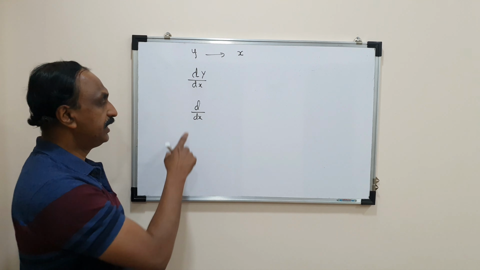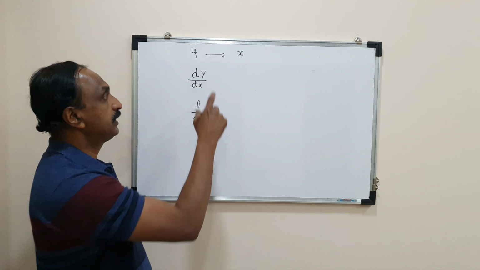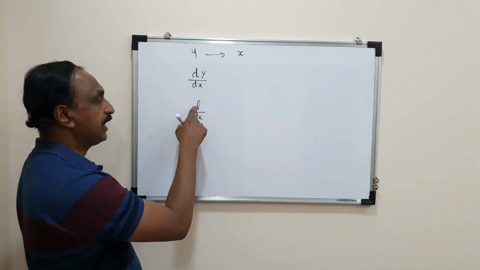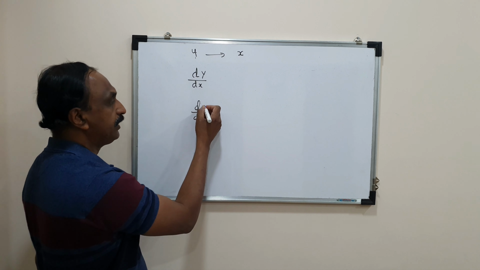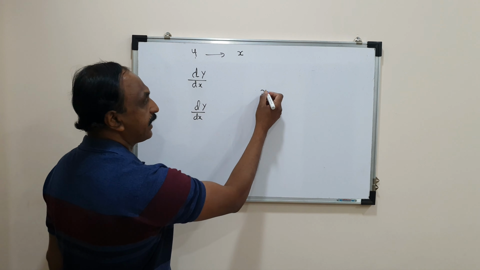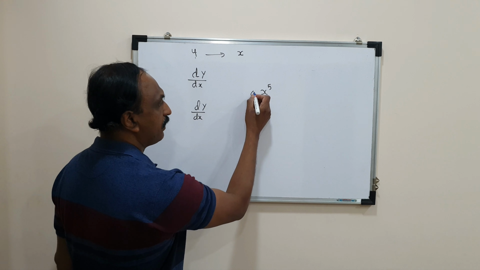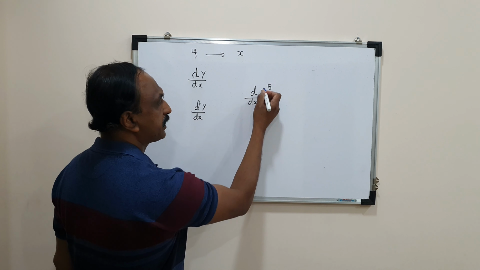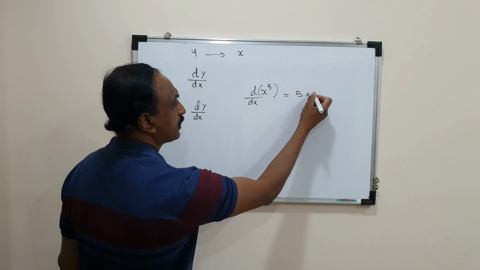It means derivative with respect to x. The change is occurring in x first, then the change in y occurs. So derivative with respect to x. Whose derivative are you finding? Y's derivative. So it becomes dy by dx. Suppose x raised to 5. I want to find the derivative of x raised to 5. What will I write? d by dx of x raised to 5. So you will write directly the answer 5x raised to 4.